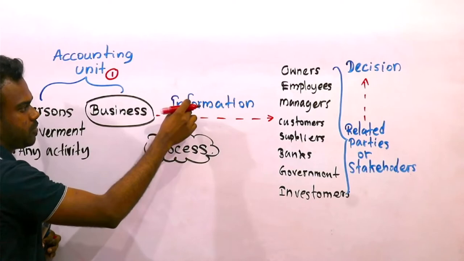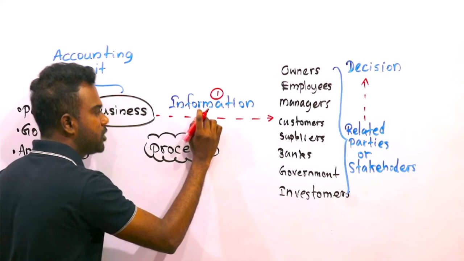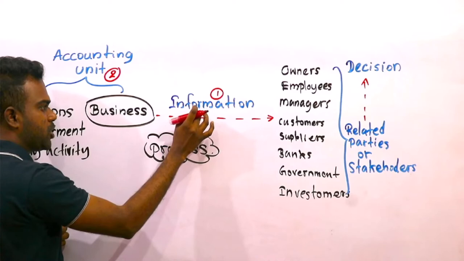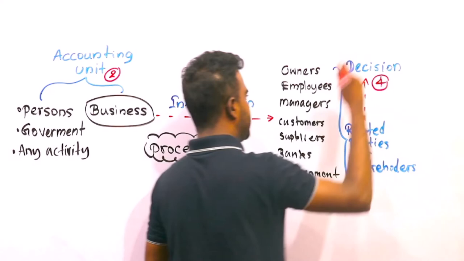I write down here number one, process of providing information, right? Process of providing information regarding what? Businesses or persons, parties who are using accounting. I will use accounting unit. Process of providing information regarding an accounting unit to whom? To stakeholders. To get what? To get decisions. Understood.